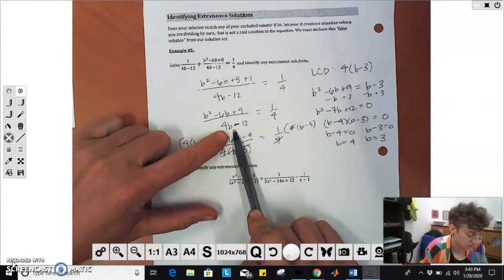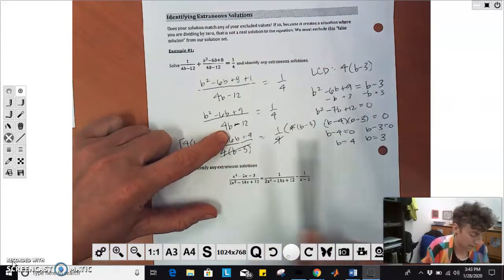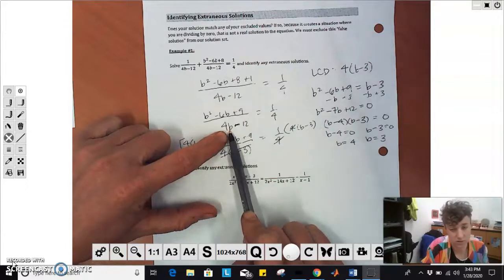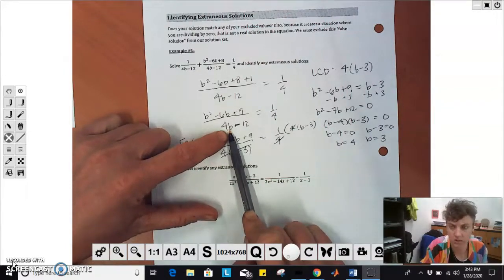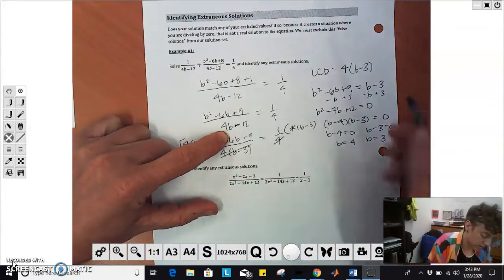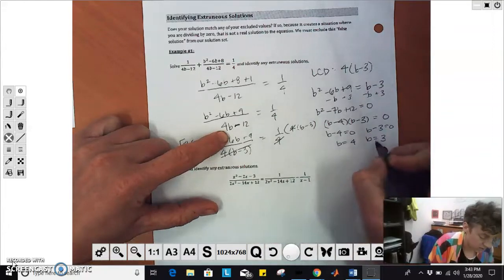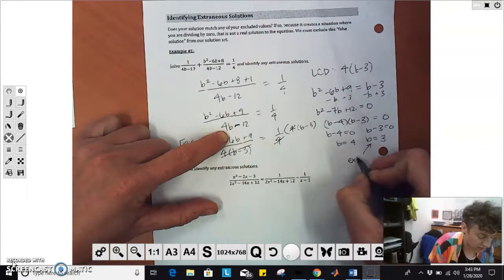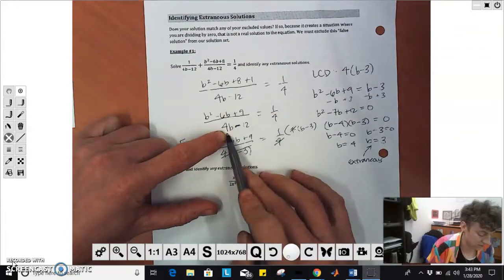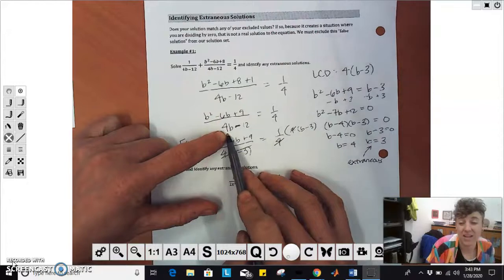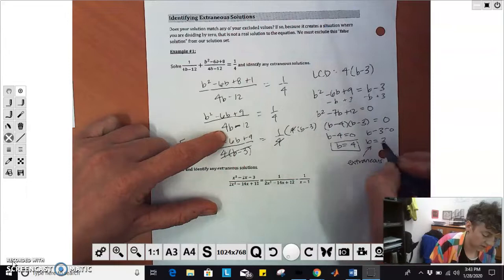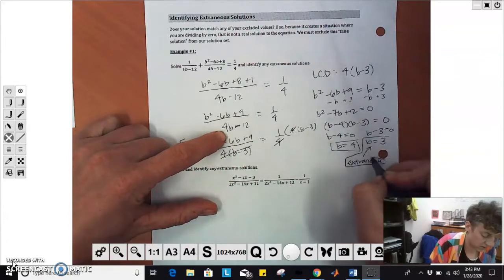If I plug 3 in for b, I would have 4 times 3, which is what? 12. And 12 minus 12 is what? 0! So, b equals 3 is extraneous. Because if we plugged that in, we would get a divide by 0 error. So here's our only real solution, and b equals 3 is an extraneous solution.